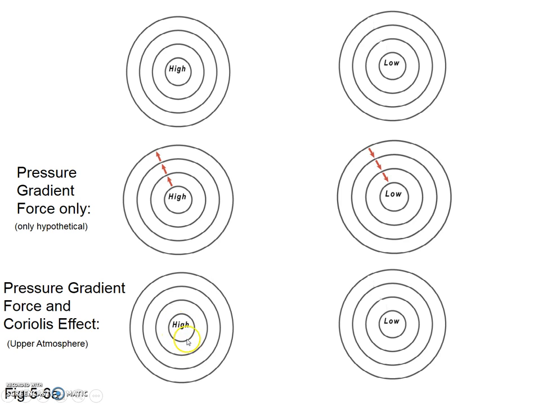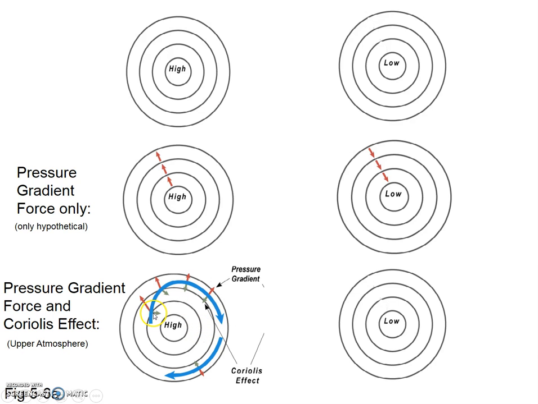First, let's consider a high pressure cell in the northern hemisphere. The pressure gradient moves the air outward perpendicular to the isobars. But now the Coriolis effect is going to pull it to the right. Eventually, the Coriolis effect and the pressure gradient, the pressure gradient represented here by red and the Coriolis effect by green, eventually they balance out and we end up with what we call geostrophic flow.